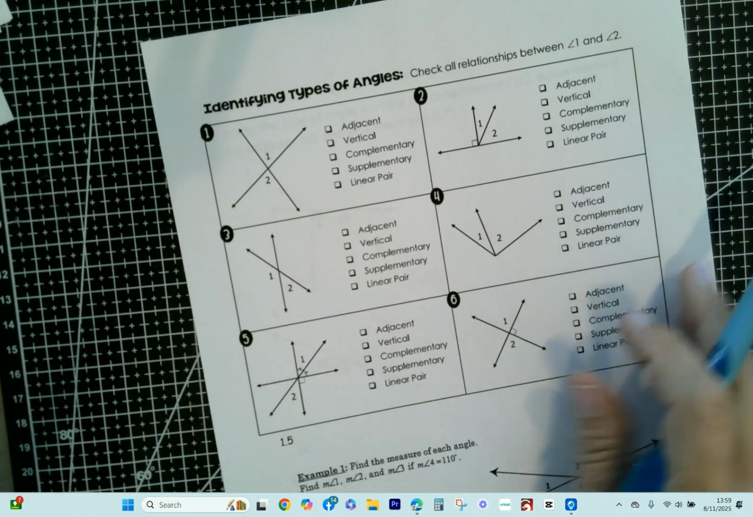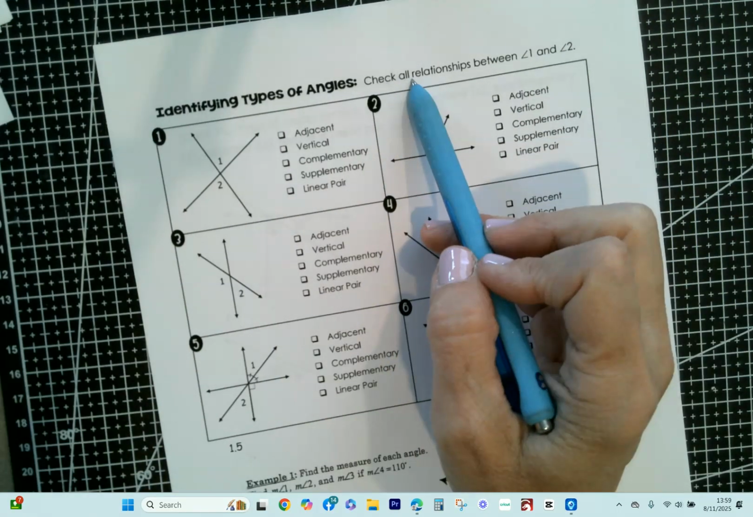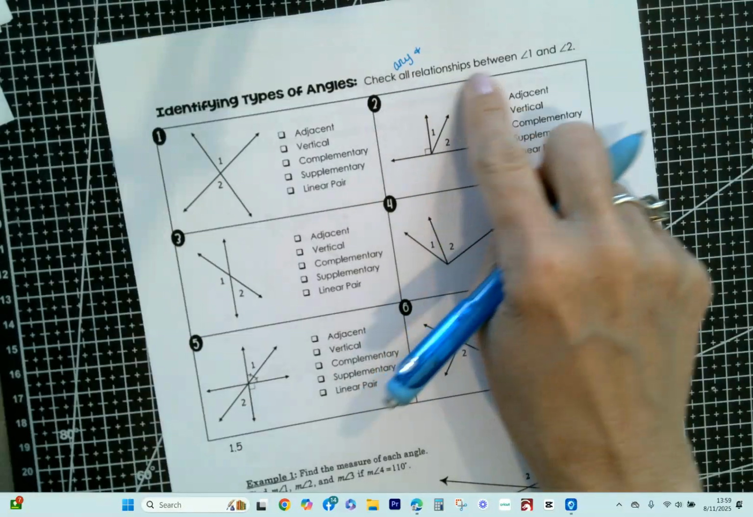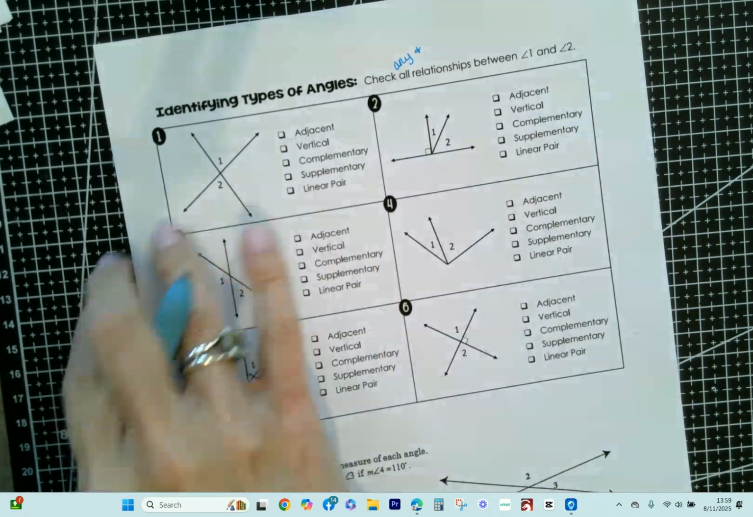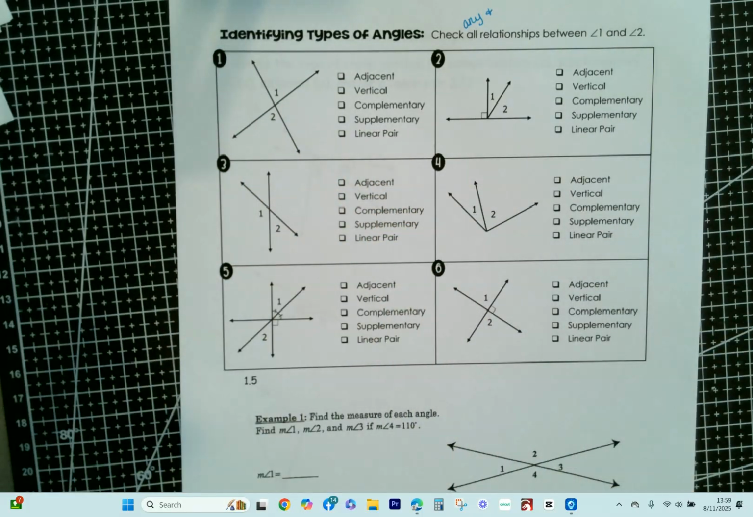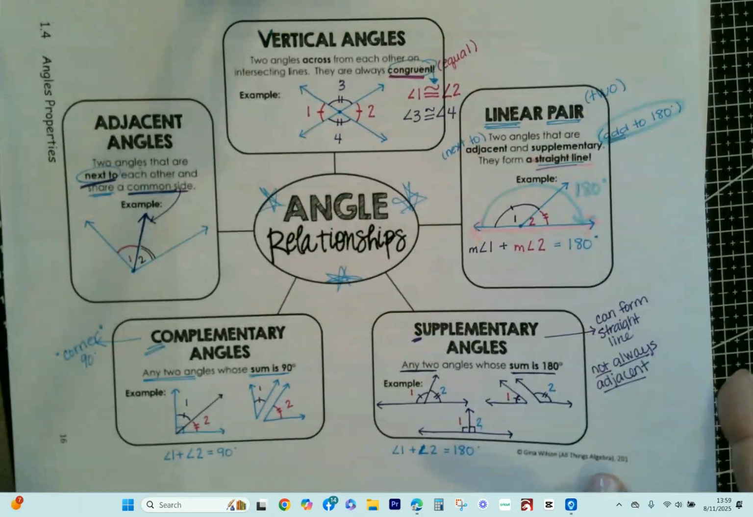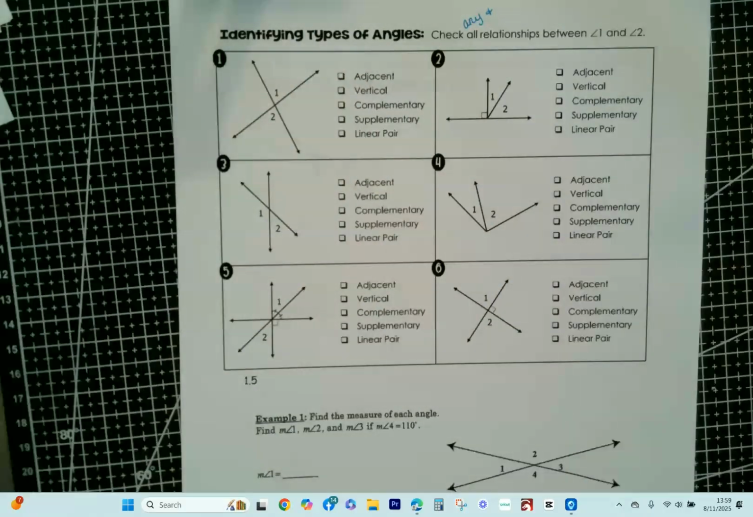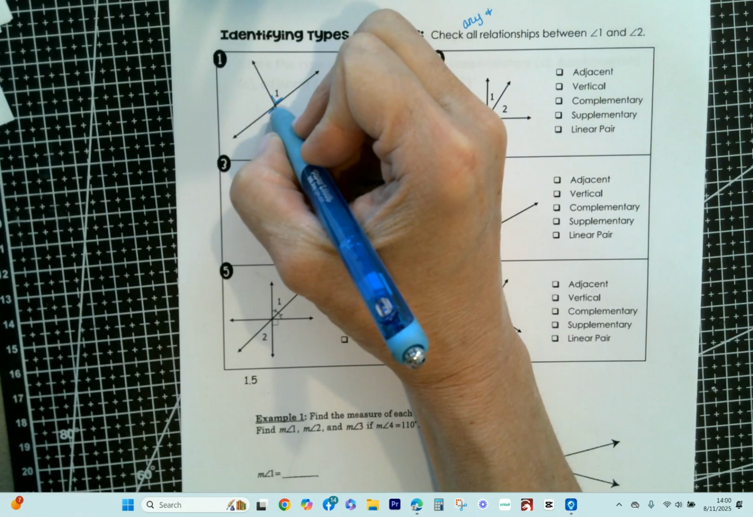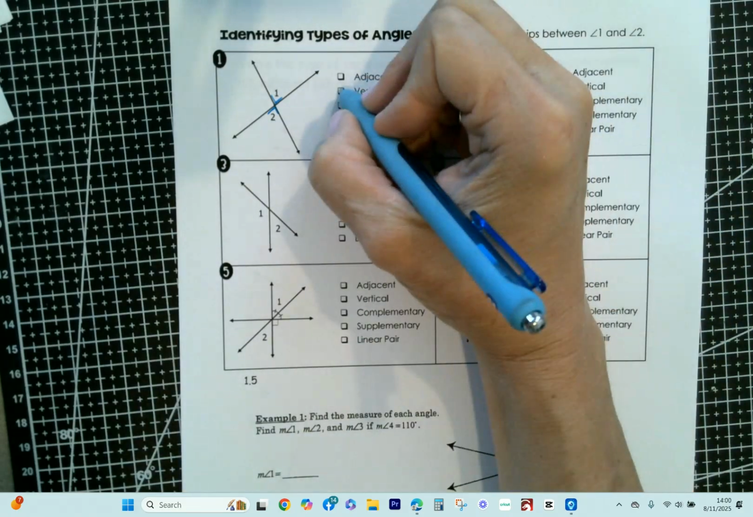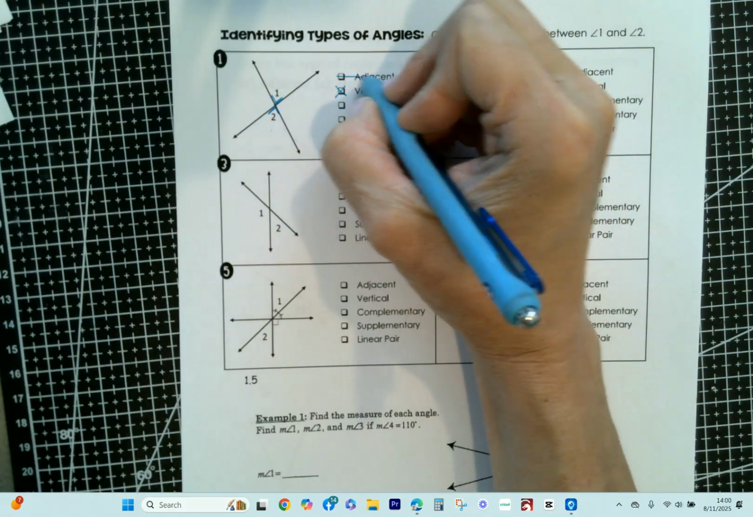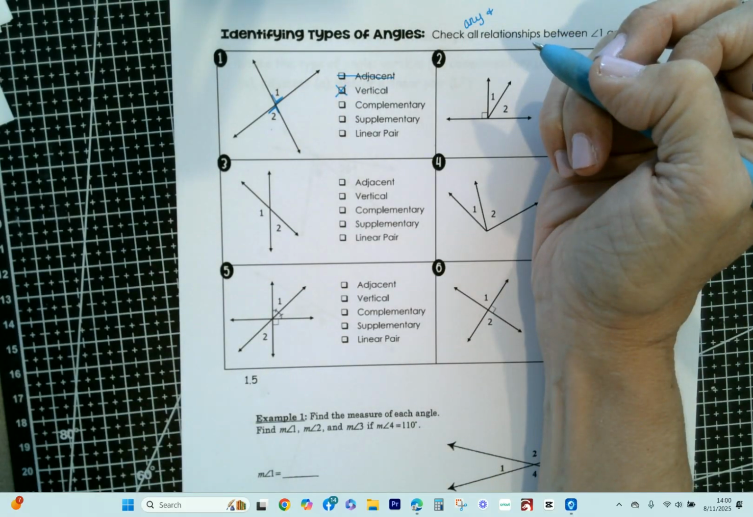Okay, so here we go. We're going to check any and all relationships between angle 1 and angle 2. When I look here, and again, we're looking at this paper to see what we can match, I see these two V's kind of touch each other, so I know that they're vertical. They are not side by side, so I can't have adjacent.